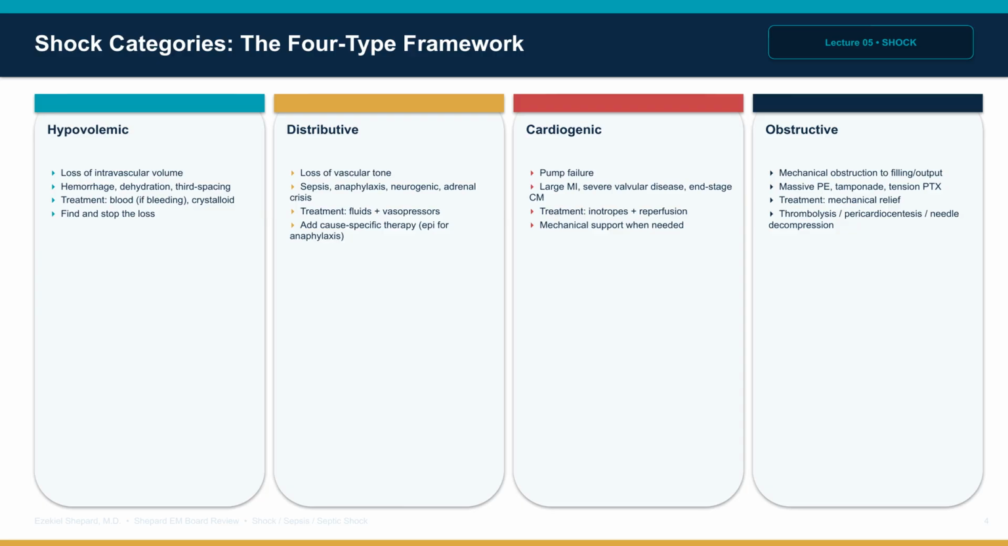2 ITE buzzwords lock the category. Warm shock with flushed skin and bounding pulses points to early distributive disease, classically sepsis or anaphylaxis. Cold shock with mottled, clamped down extremities points to cardiogenic disease or late, decompensated distributive shock. Neurogenic shock breaks the rule. It is the one distributive shock that runs with bradycardia and warm extremities, because sympathetic tone is lost above T6.